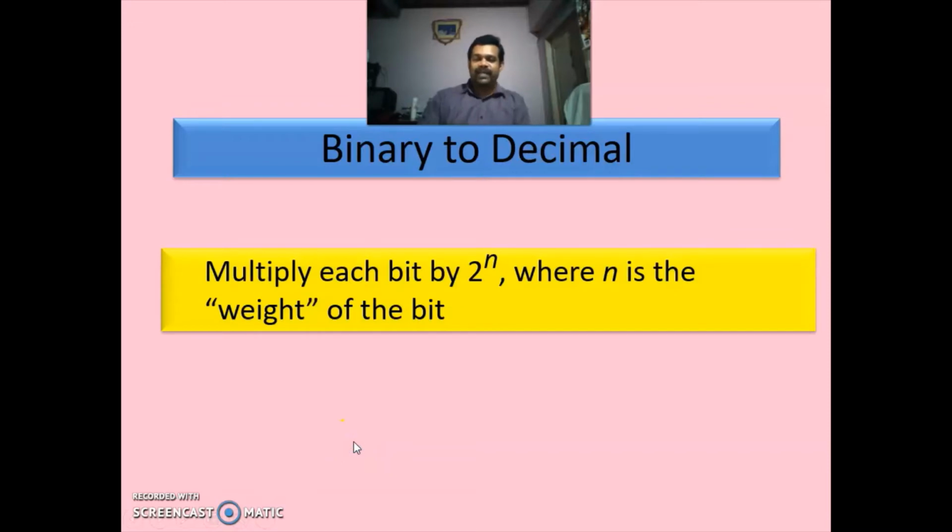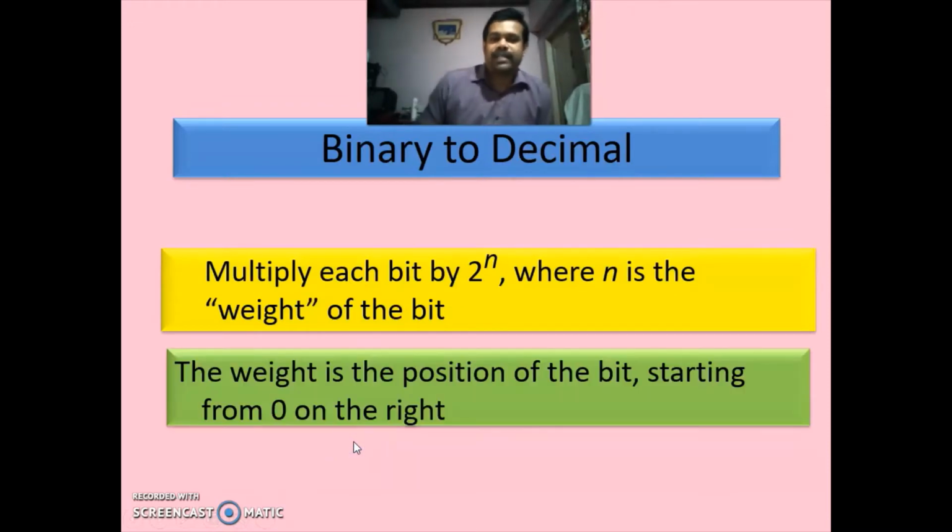Now we are going to see the binary to decimal conversion. To convert binary to decimal, first we have to multiply each bit by 2 to the power n, where n is the weight of the bit. The weight is the position of the bit starting from 0 on the right.